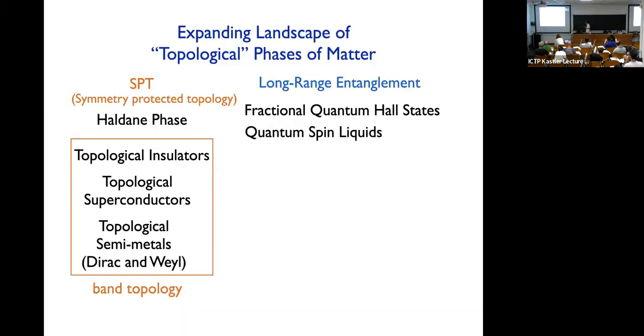Okay, so we have this expanding landscape of topological phases of matter. We have the so-called symmetry protected phases, and these are mostly short-range entangled states. The most famous and oldest one may be the Haldane phase in a spin-one Heisenberg chain. Then we have the very popular area of band topology, and these are all examples of symmetry protected phases. And then there are long-range entangled states, like the fractional quantum Hall state and the quantum spin liquid state that you heard about a lot.